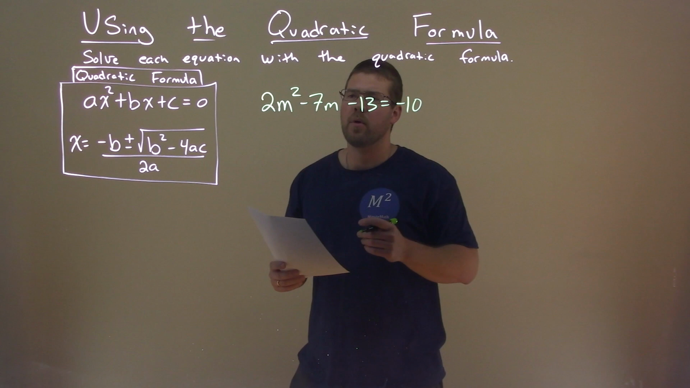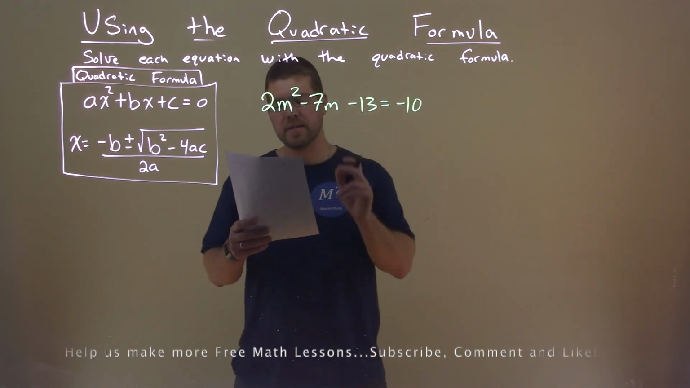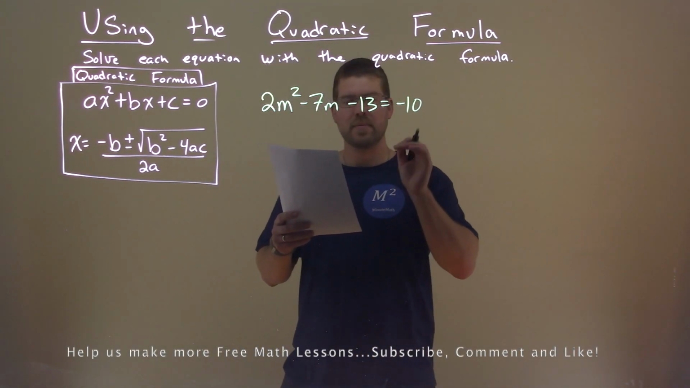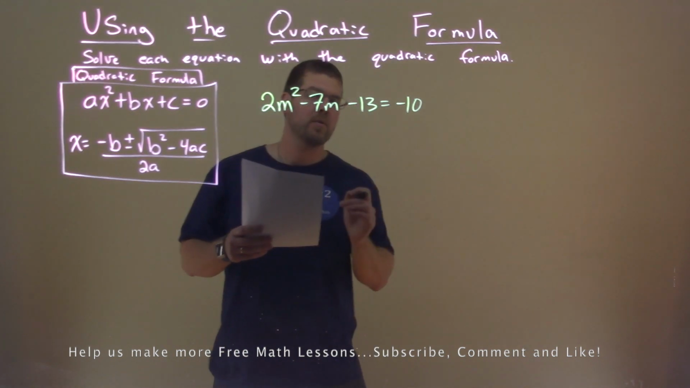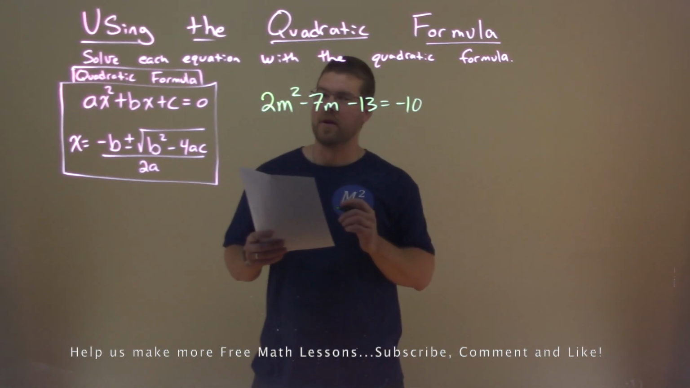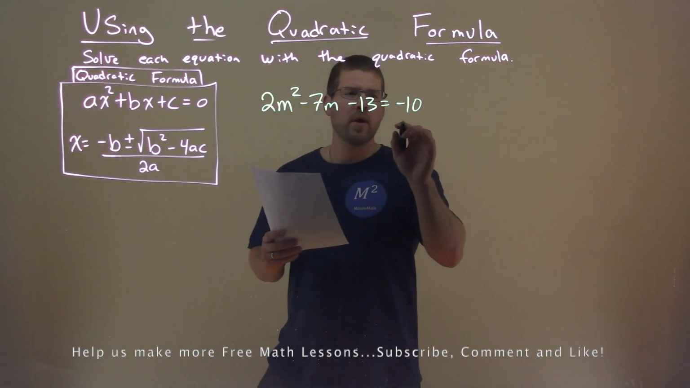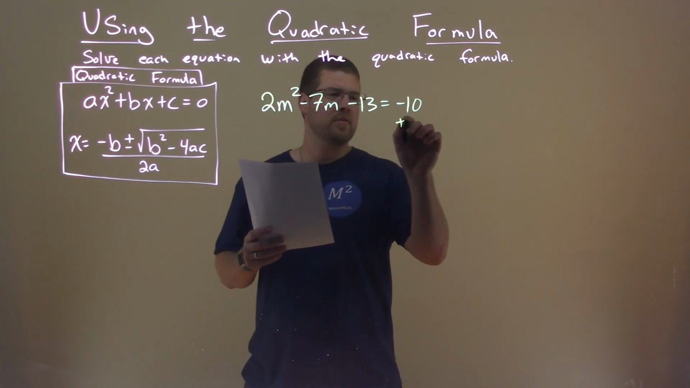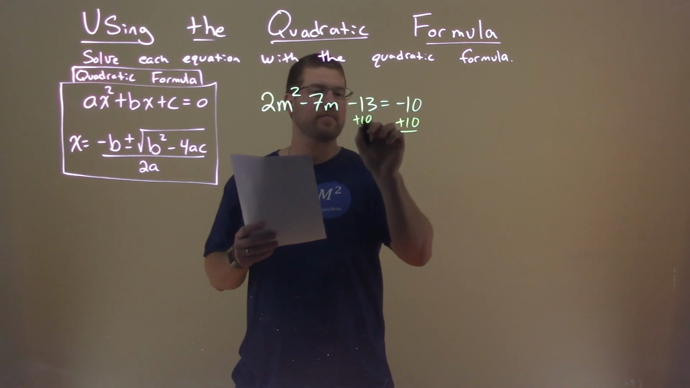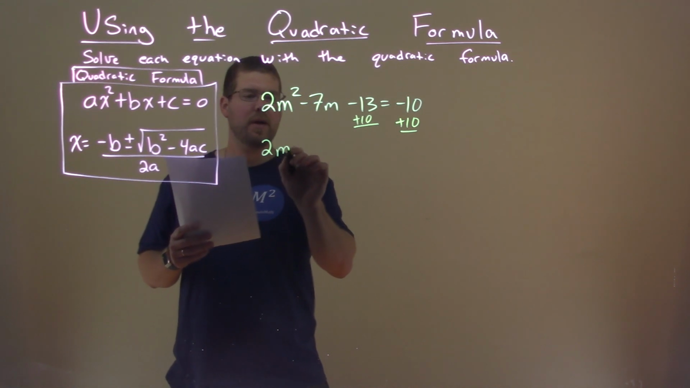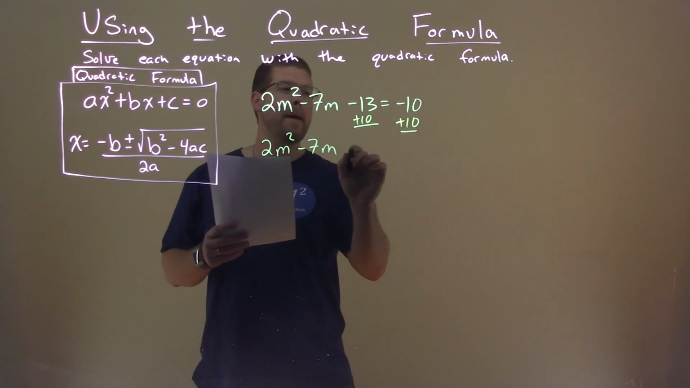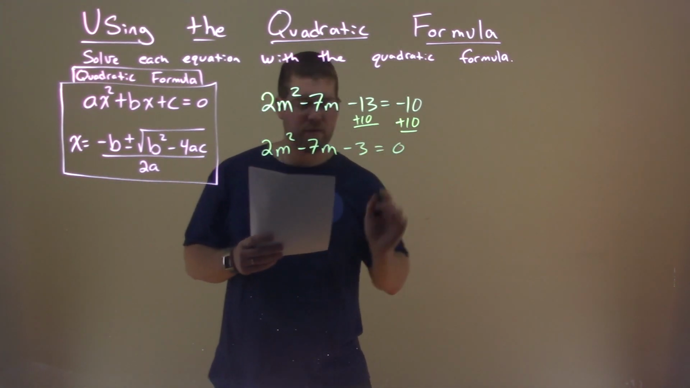We're given this problem right here. 2m squared minus 7m minus 13 equals negative 10, and we want to solve for m using the quadratic formula. Well, I want to first get this equal to 0, so I have to add 10 to both sides. I now have 2m squared minus 7m minus 3 equals 0.